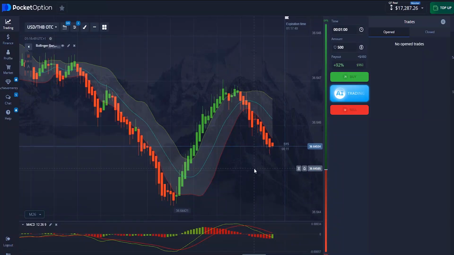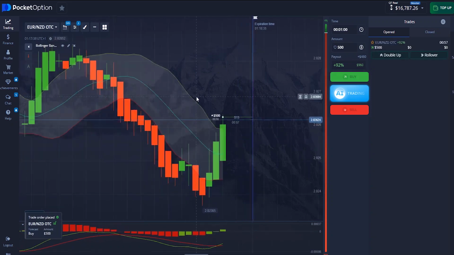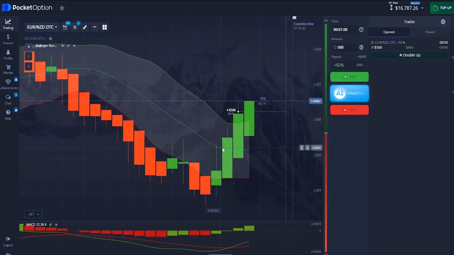So guys, I'm going into the market right away to find another opportunity, and when I see one, I'm going to come right here and explain to you what you need to see before you enter a trade. So guys, I found another opportunity right here. I'm going to be entering a buy trade right at this particular level. Guys, as you can see right here, this is a very good opportunity.